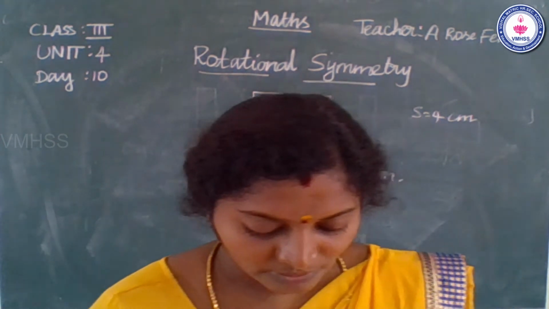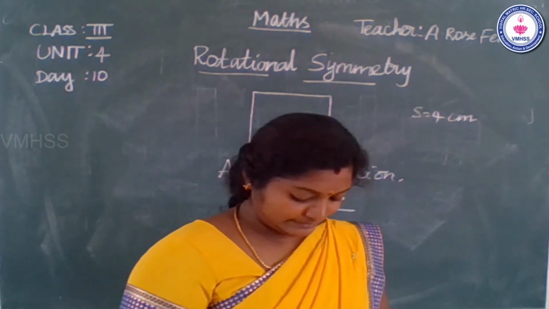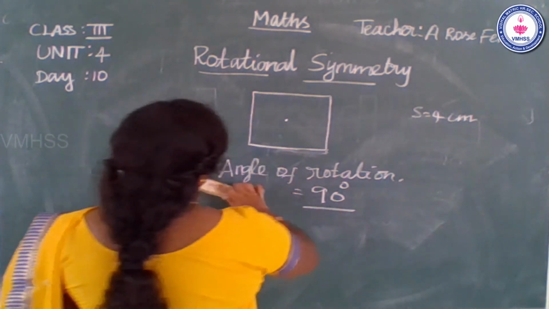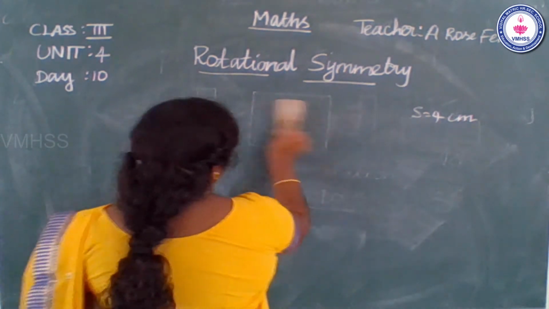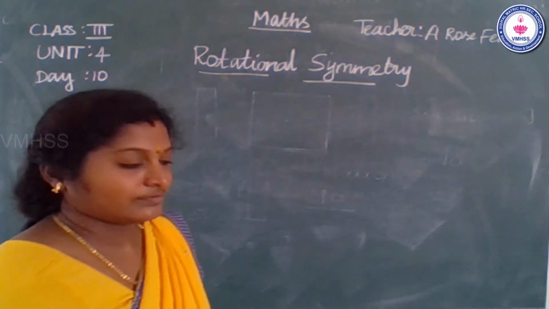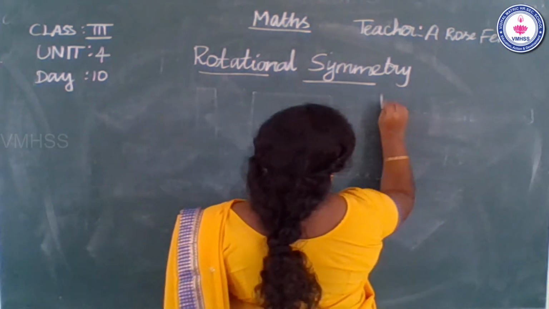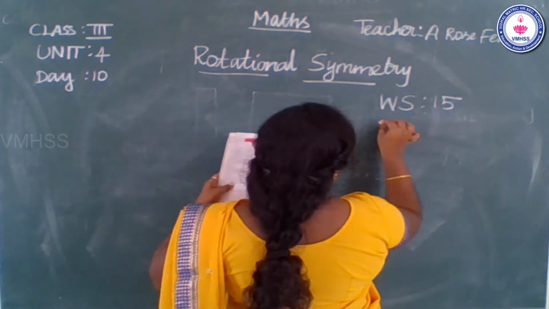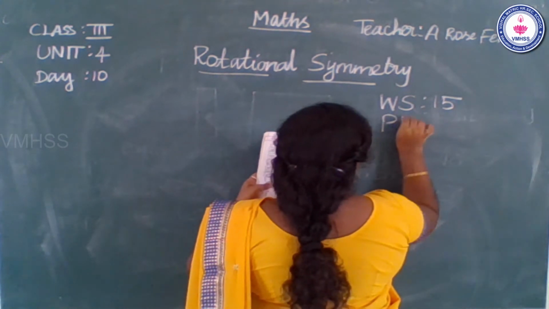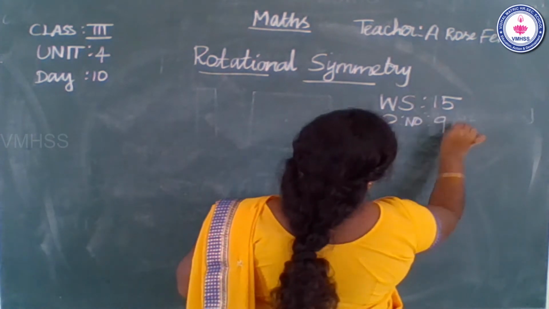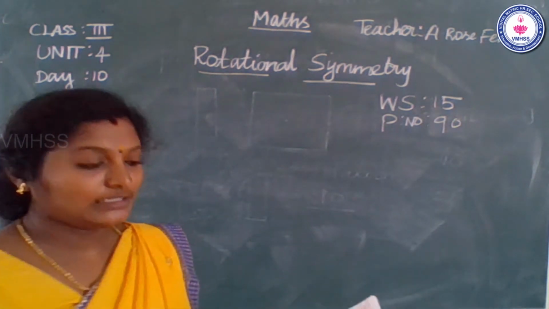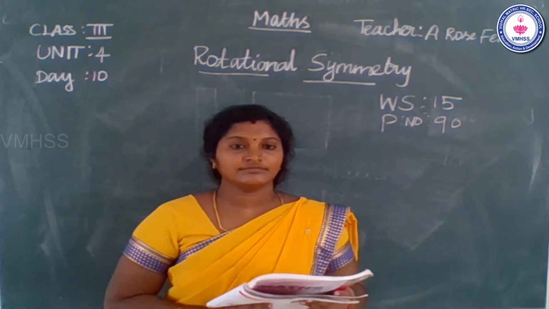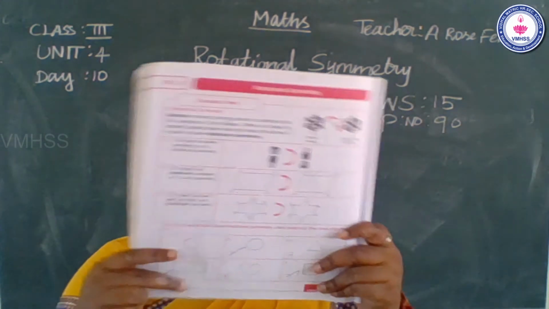Okay, dear children, take page number 90, worksheet number 15. Worksheet number 15, page number 19. Dear children, take a book fast. Page number 19.